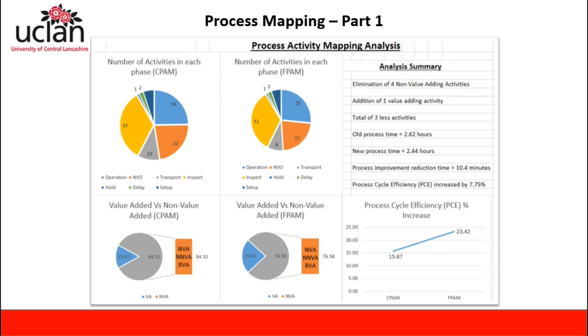So there's a total of 3 fewer activities, and the old process time took 2.62 hours. The new process time now takes 2.44 hours. So the process improvement reduction time equals 10.4 minutes, which you might think is not a lot, but every day, 5 days a week or 7 days a week, this all adds up to quite a substantial amount of savings. The overall process cycle efficiency increased by 7.75%, and we'll talk a lot more about this in the second video.